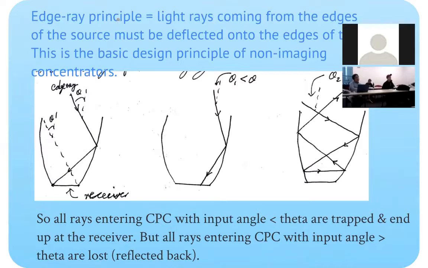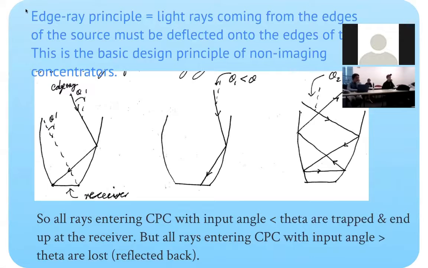To say it very simply, in order to design a good non-imaging optical system, you need to look at the largest angle rays that you want to collect. These are referred to as the edge rays, and you want to ensure that the extreme rays end up at the two extreme edges of the receiver. If you are able to design a system to do that, then anything in between will automatically end up at the receiver. That's the basic idea. It's a fairly simple concept.